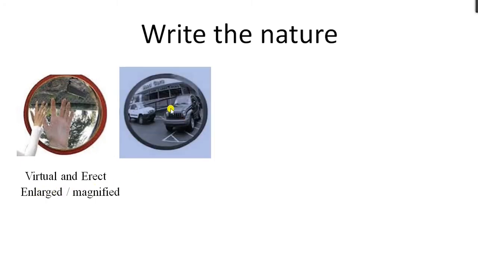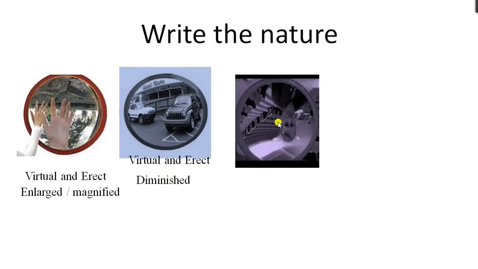Now in this case the object is erect, that means upright, and we know an erect image is always virtual, so one of the natures is virtual and erect. And you can see the size of the image is smaller than the size of the object, because the size of the car as compared to this image is large, so we can write this is a diminished image. And here the image is inverted, so an inverted image is always real. And here you can see the size is smaller than the actual size of the man, so we can say it's a diminished image.